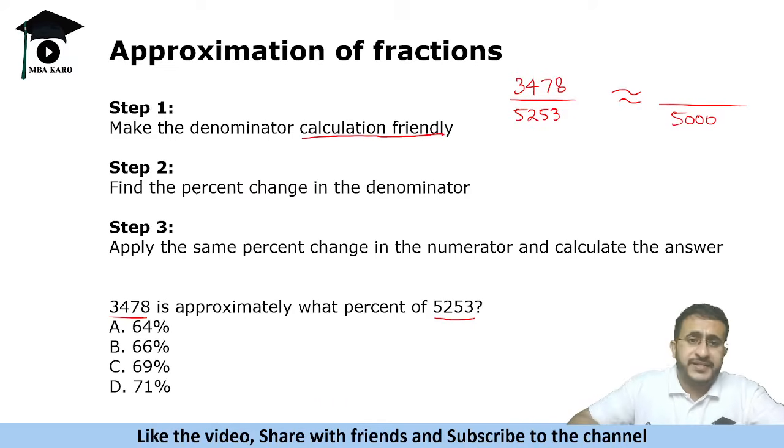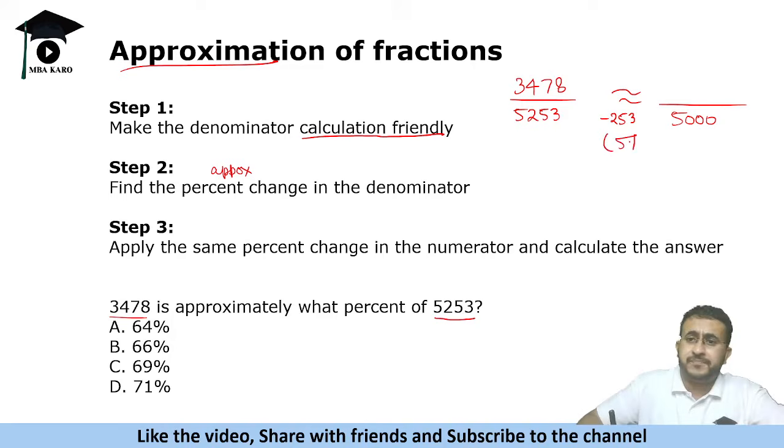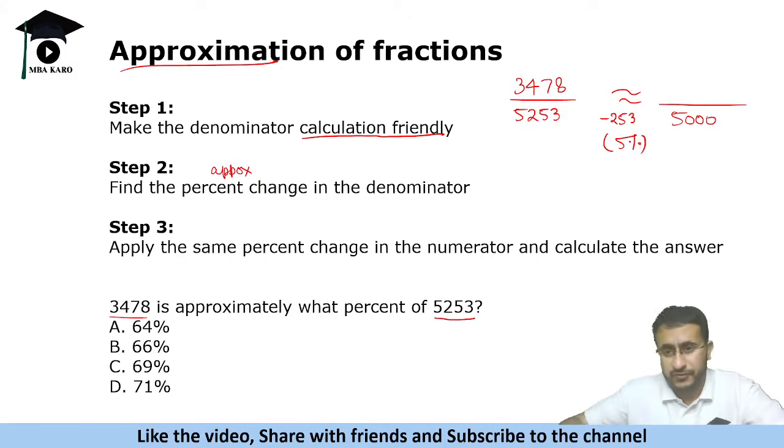Second thing is find the percentage change in the denominator. And you need to find approx. Okay, all things have to be done with approximation. So what is the percentage change? I subtracted 253 from this 5253, say I subtracted 253 to get 5000. Now 253 is how much percentage? Roughly 5%. लेकिन रफ वी हैव टू डू अप्रोक्सीमेट like 500 का 5% is 250. ठीक है, इसका 5% थोड़ा ज्यादा होगा but approximately 5%, rough 5%.